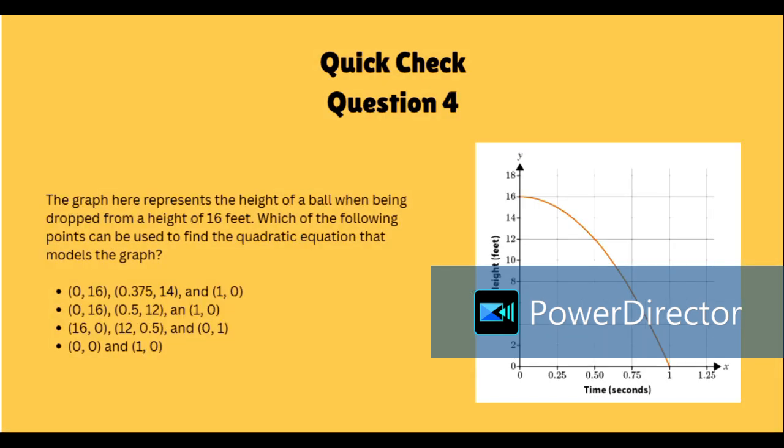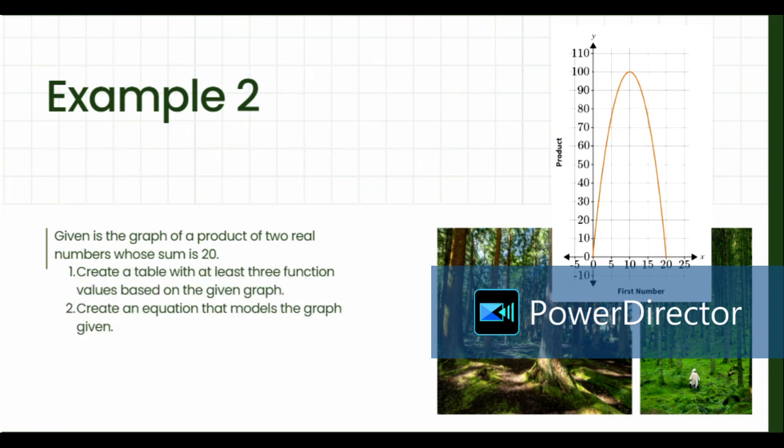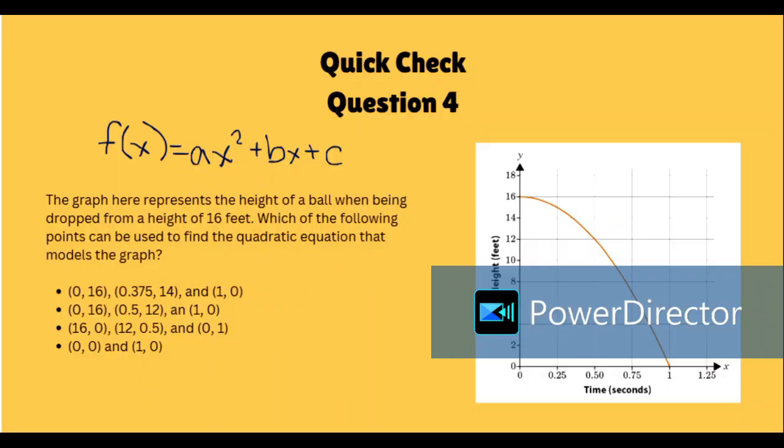Quick check question 4. The graph here represents the height of a ball when being dropped from a height of 16 feet. Which of the following points can be used to find the quadratic equation that models the graph? So now we need to find a quadratic equation. That means the formula of the equation is going to be f of x is equal to ax squared plus bx plus c, which is this big complicated one we did back here. Okay, that's the same type of formula. So in order to find this formula, what points do you need?